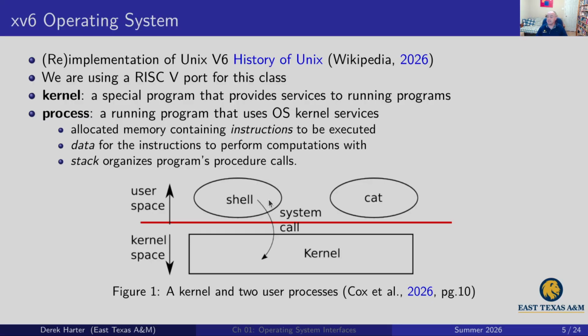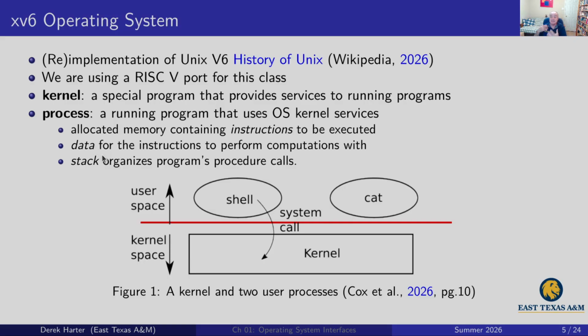So this is a simple but classic view of the split of how an operating system works. The operating system is really the kernel. Another name for the operating system is the kernel. It's a special program that provides services to running programs. We define a set of system calls, which are really just function calls, which is the API. We're going to talk about kernels and processes in this video. A process is just a running program that uses the OS kernel services.